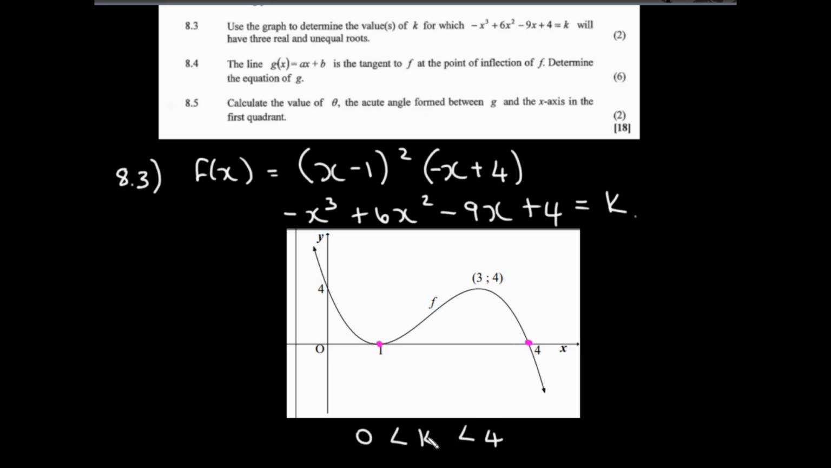So if we need to take into consideration where the roots will be real and unequal, it's going to be between the values of our turning points, which is 1, and that value there. Our second turning point is (3; 4). So we're looking specifically at the y values. Here y is 0 and there y is 4. So k has to be greater than 0 but less than 4. If I were to shift this graph either up or down, then my roots will change, and that means it won't be real and unequal. Let's look at the next question.